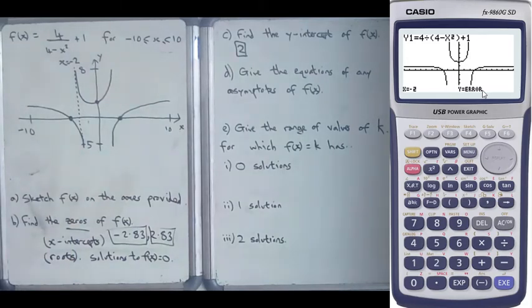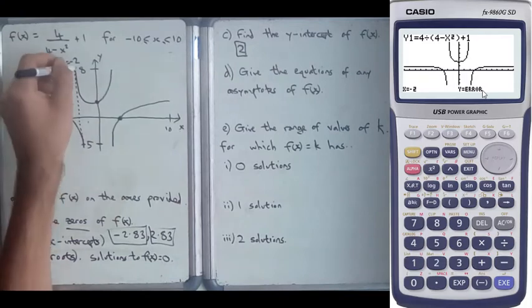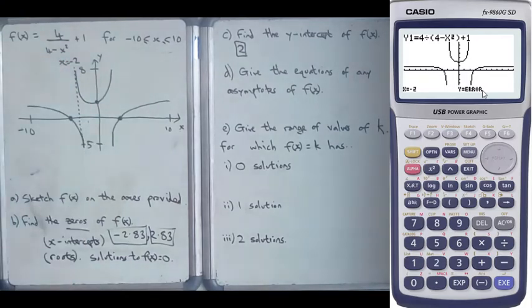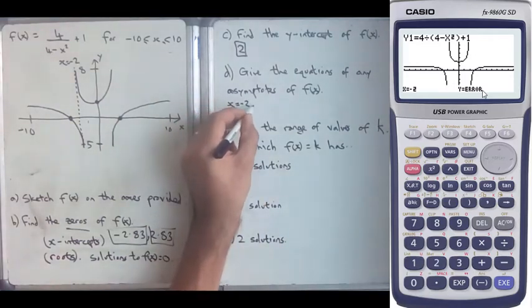It's a line that the function gets really, really close to, but it never actually touches, and then it starts again from the other side, having jumped across it. So it's a discontinuity in the function. So the first one is x equals minus 2.